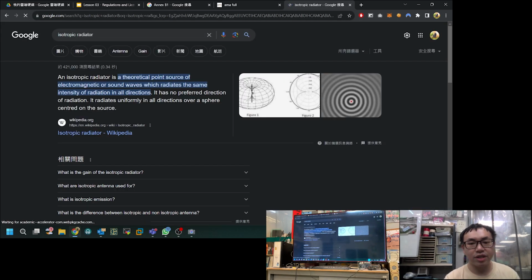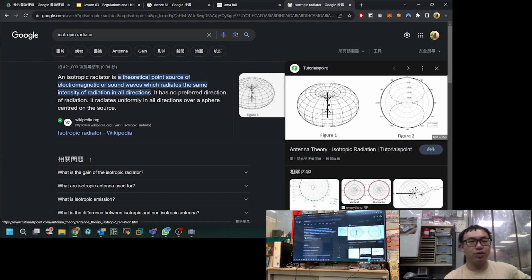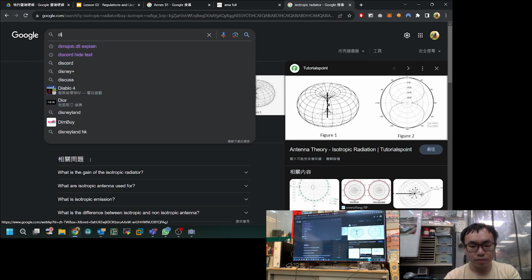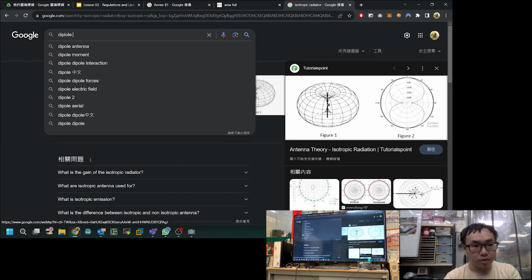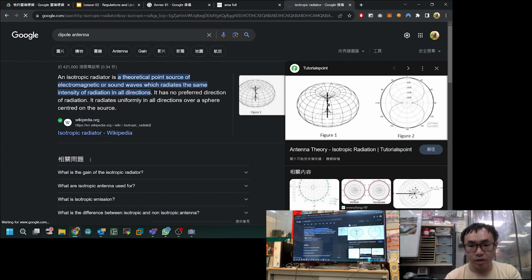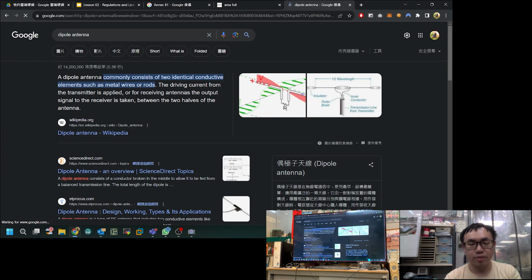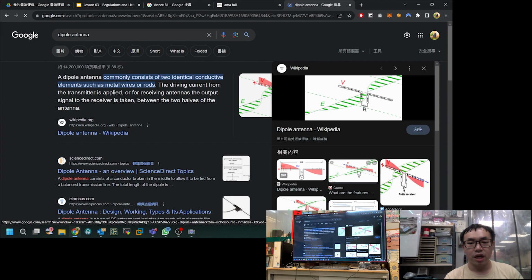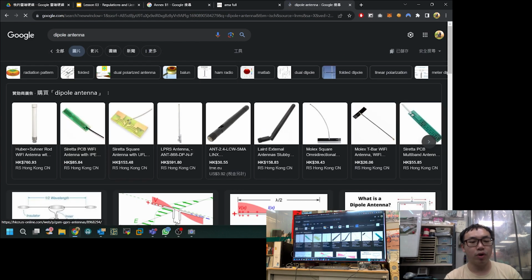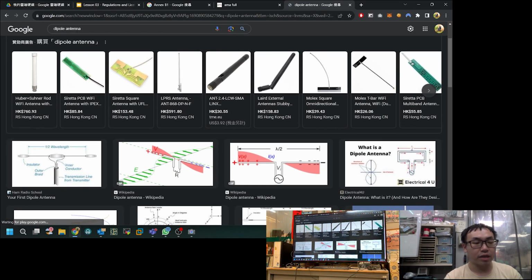So the isotropic radiator is this one. You will see this half diagram when you talk about the Wi-Fi signal, right? The donut shape, the radiation. But for a dipole antenna, their signal is not like this. It's polarized. Yes, they are talking about this one. So the dipole antenna has a 2.15 dB gain.